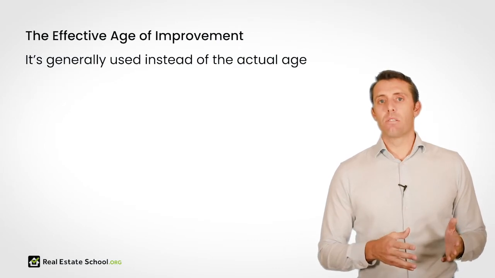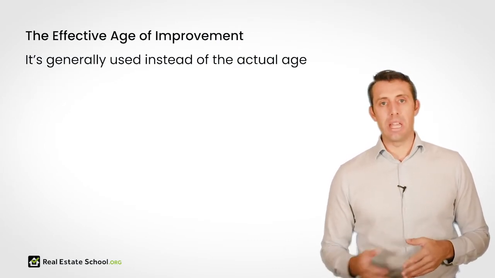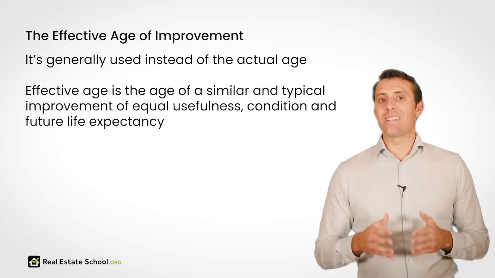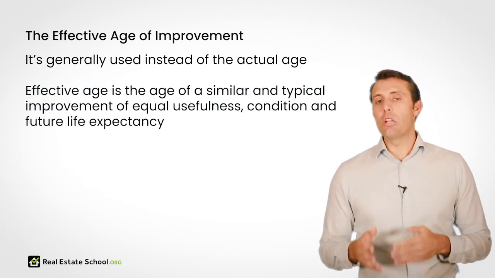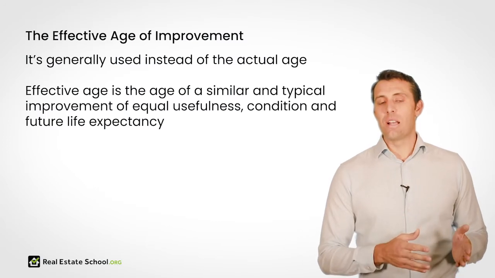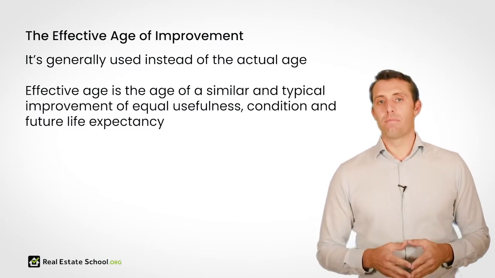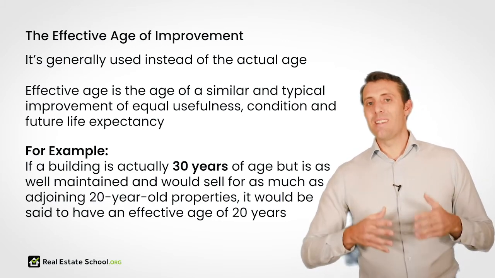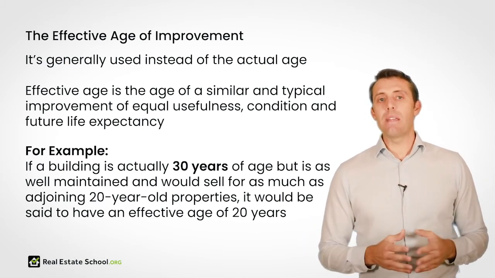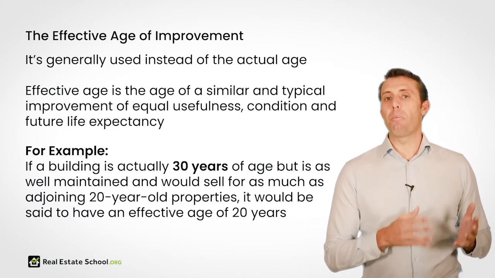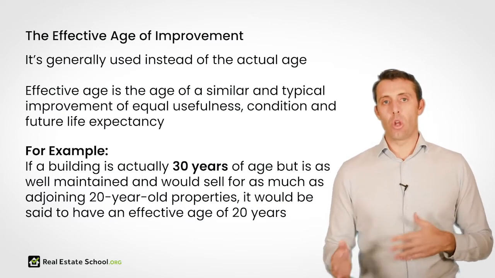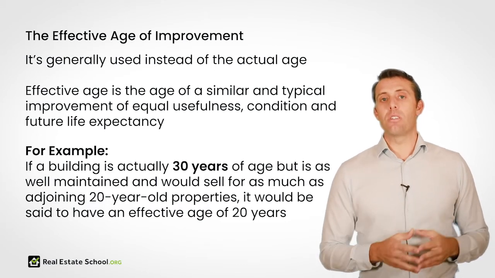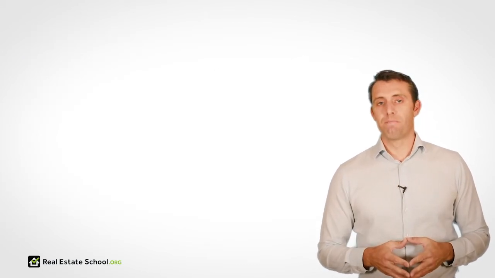A common term is effective age of an improvement. Effective ages are used more frequently than actual age. Effective age is defined as the age of a similar improvement of equal usefulness, condition, and future life expectancy. For example, if an improvement is 30 years old, but it's been impeccably maintained, it may sell for the same price as nearby properties which are only 20 years old. So in this case, due to the maintenance, the effective age of the improvement is only 20 years.